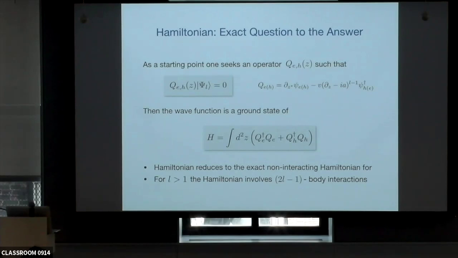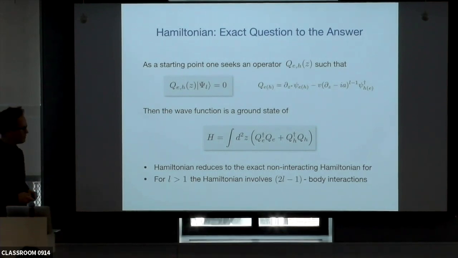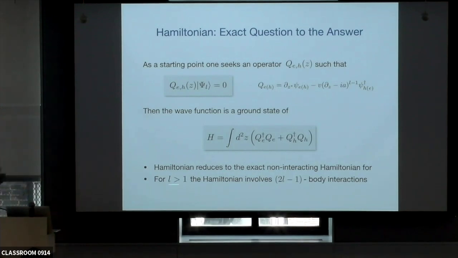But there's two things I want to note. One is that the Hamiltonian you derive based on the general many-body wave function, if you choose L equals one, then you exactly recover the Hamiltonian of the non-interacting problem that I started with, and that describes the transition to a Chern insulator. For L larger than one, the Hamiltonian involves many-body interactions, so it becomes very complicated.